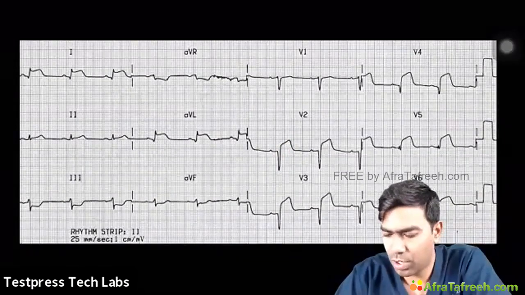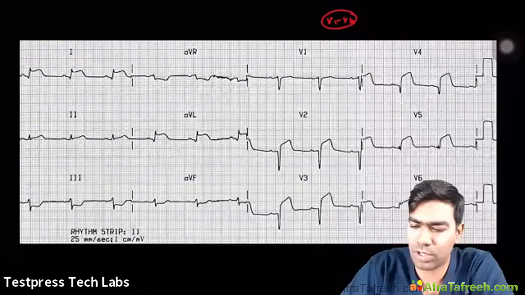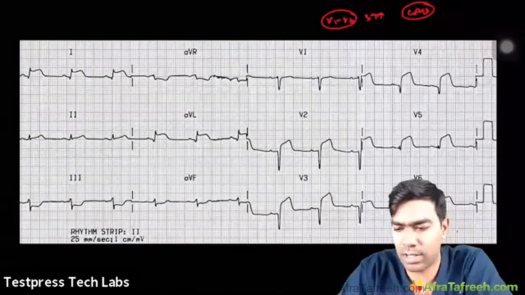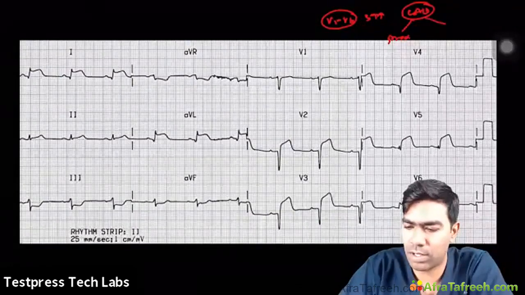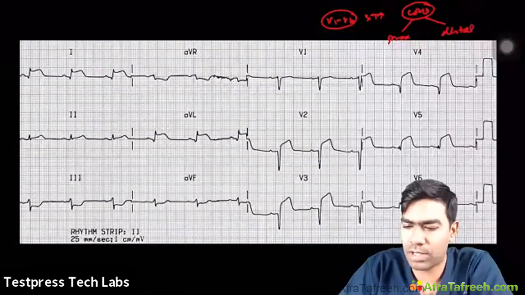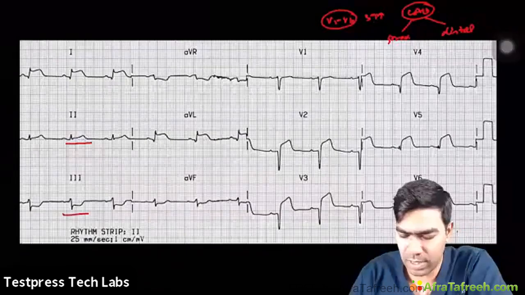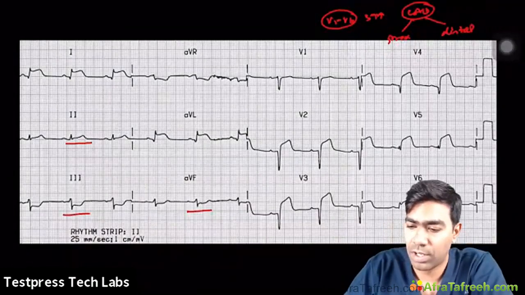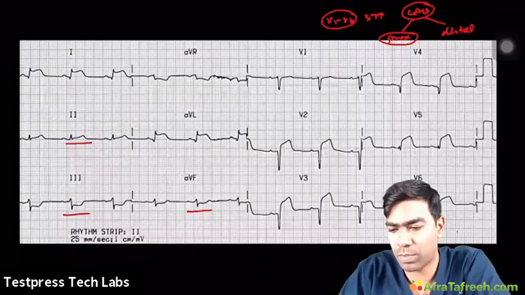And apart from that, if you want to really localize where it is, you're seeing ST elevation in V1 to V6, so which must be LAD only. It cannot be something else. If it's LAD, then you have to see whether it is proximal or distal. So how will you know? See 2, 3, AVF. In 2, I don't see any ST elevation. In 3, in fact, I'm seeing ST depression. AVF, in fact, I'm seeing ST depression. So it must be a proximal LAD, it may not be a distal LAD.